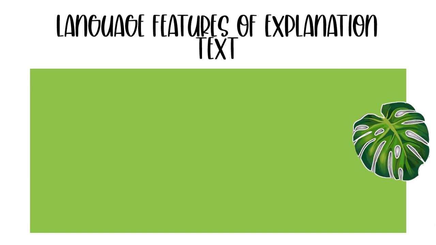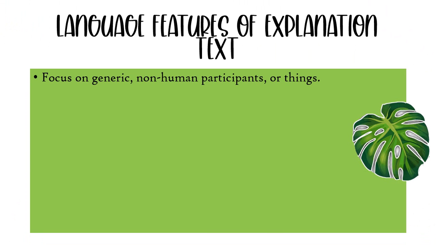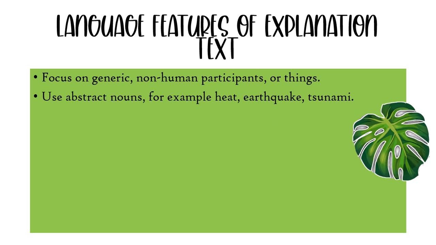Let's move to the language features of explanation text. The first, we have to focus on generic or non-human participants or things. So we only focus on things and non-human participants. And the second, we use abstract nouns. For example, heat, earthquake, tsunami, something like that. They're called abstract nouns.